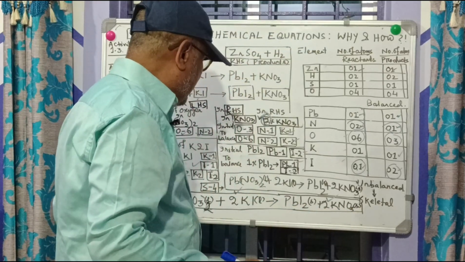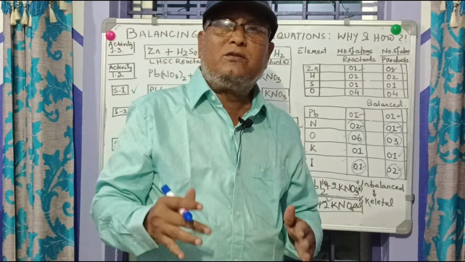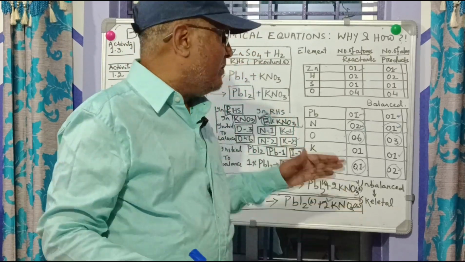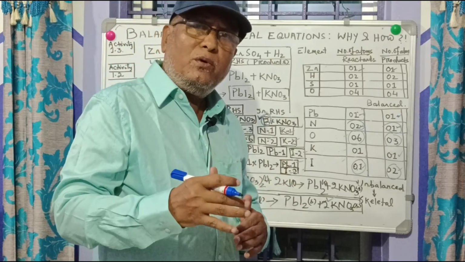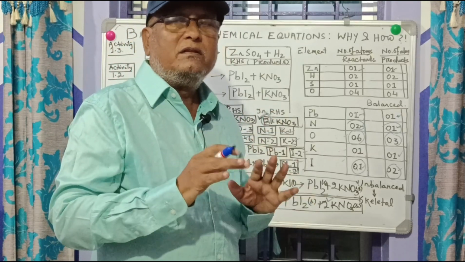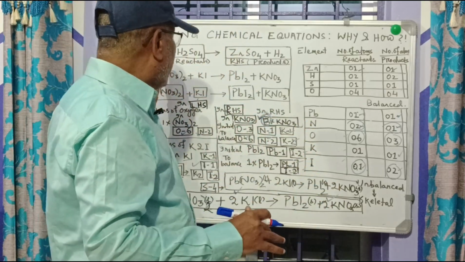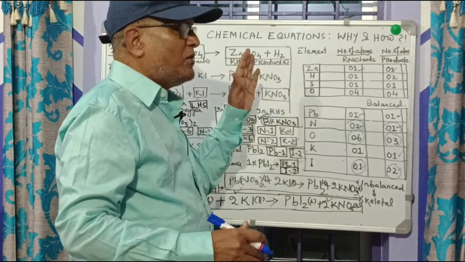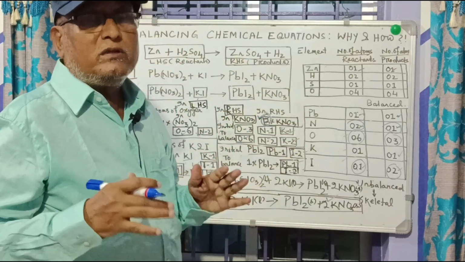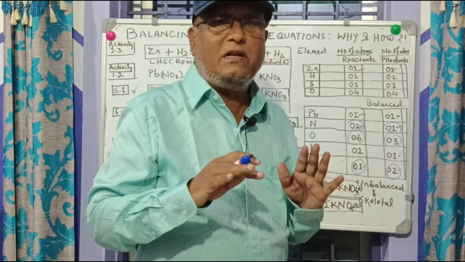Now this is a balanced reaction. So what method do we follow? That is called the hit and trial method. Following these steps, one by one we have to balance the atoms so that the number of atoms in the reactants equals the number of atoms present in the products, so that the equation will be a balanced one. Hope your concept is clear.